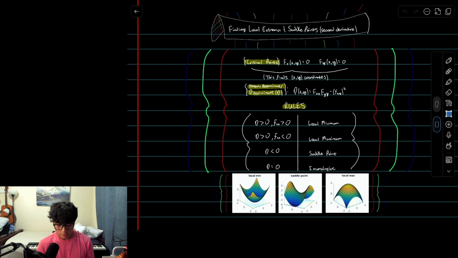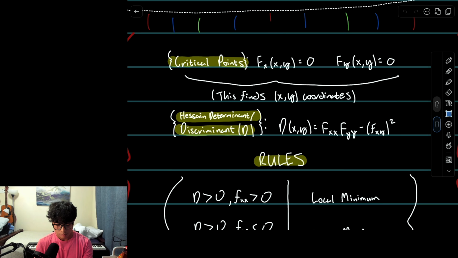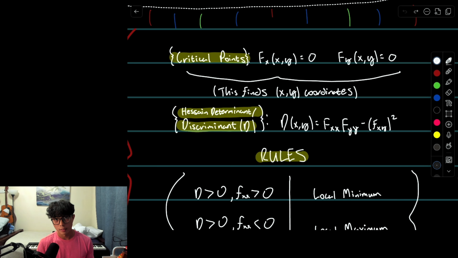In today's Calculus 3 video, we're going to find the local extrema and saddle points using the second derivative test. And in short, we just take the first derivative with respect to x and y and set it equal to 0, which will help us find our critical points.